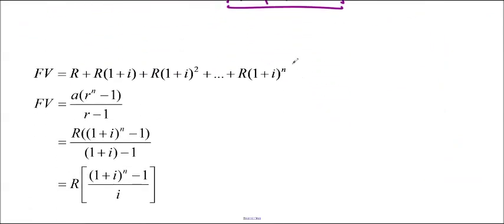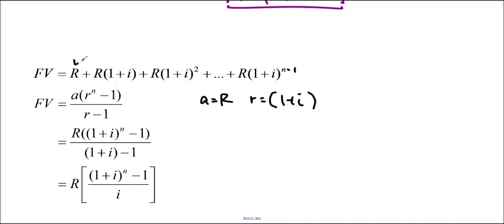So basically, we notice that we're always going to have R, because the last payment is going to be worth R. The next last one that was made will be R times 1 plus i, and so forth, all the way to R times 1 plus i to the n minus 1, actually. Let me just add that n minus 1 in here. So FV is equal to the sum of the series, where A is equal to R, little r is equal to 1 plus i, and n is equal to n.